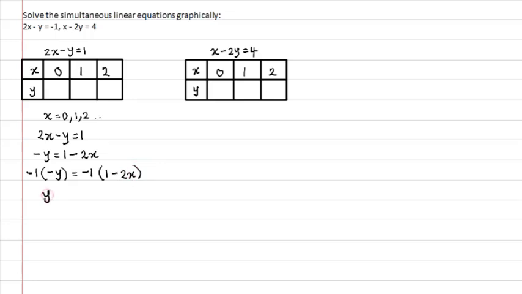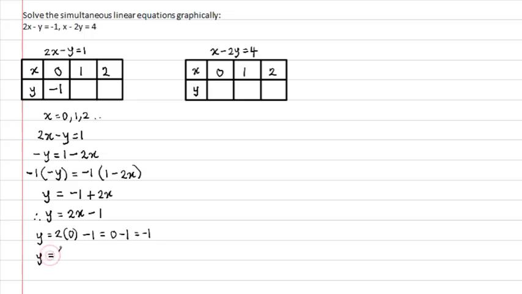Going to give us y equal to minus 1 plus 2x. Remember, minus times minus is plus. Okay, which you can also rearrange. You can just rearrange it as y equal to 2x minus 1. You are still saying the same thing. Okay, now let's find our y when x is 0. So when x is 0, our y would be 2 times 0 is 0, minus 1, minus 1. So this one we have minus 1 here.